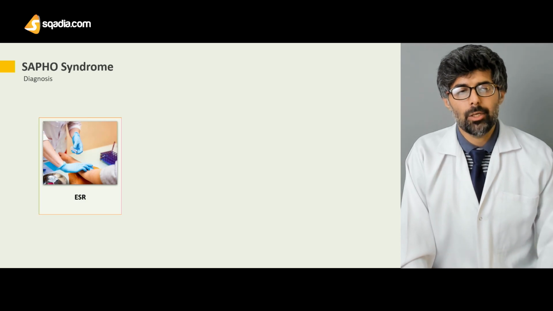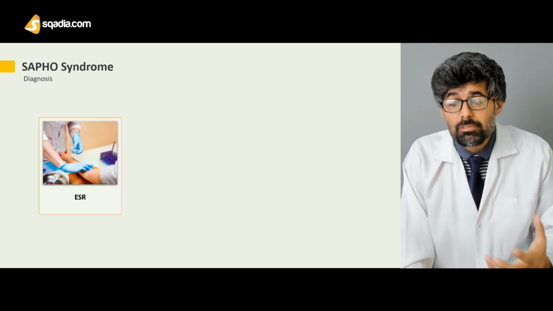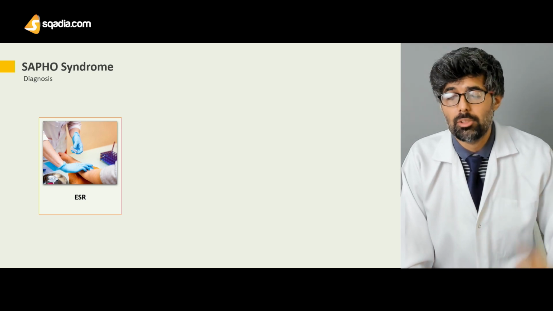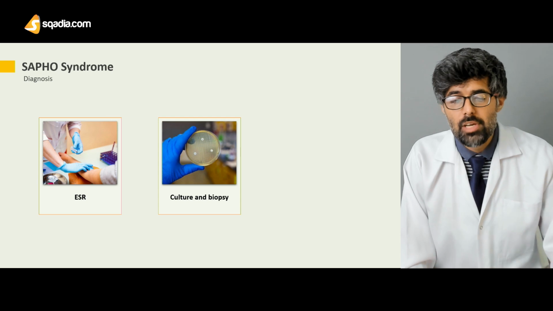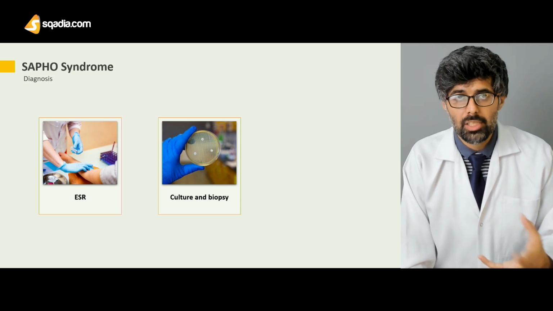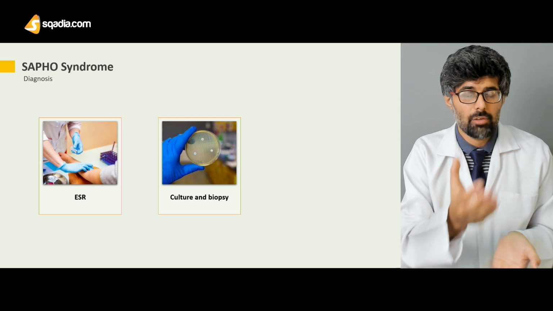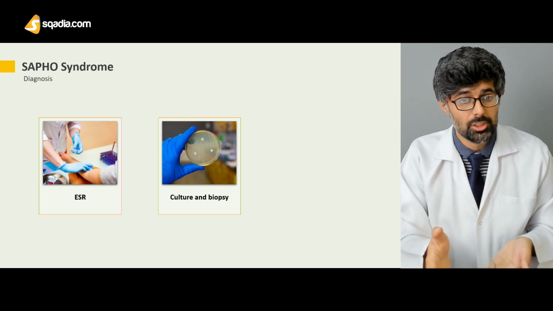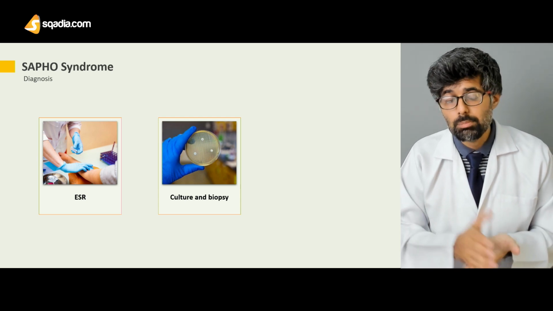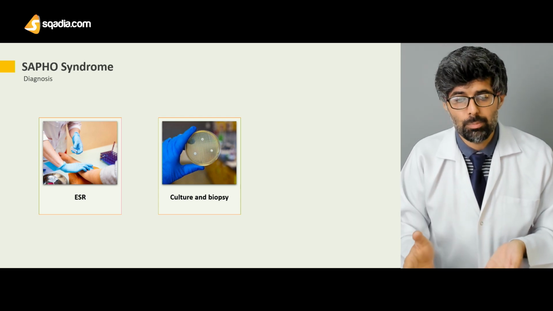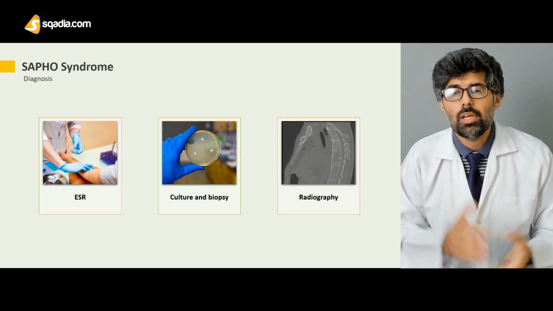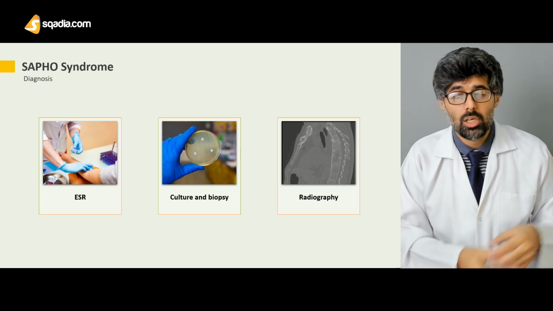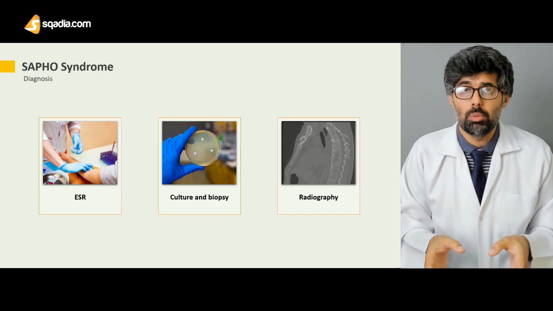Now, in order to diagnose the SAPHO syndrome, we have certain tests, like there's elevation of the ESR or the erythrocyte sedimentation rate. We have culture and biopsy, that we can culture if there's any organism responsible for osteomyelitis, if it is non-sterile, and we can do this by performing the biopsy of the bone. Then we have the radiographs, and radiographs will show both hyperostosis and osteomyelitis.